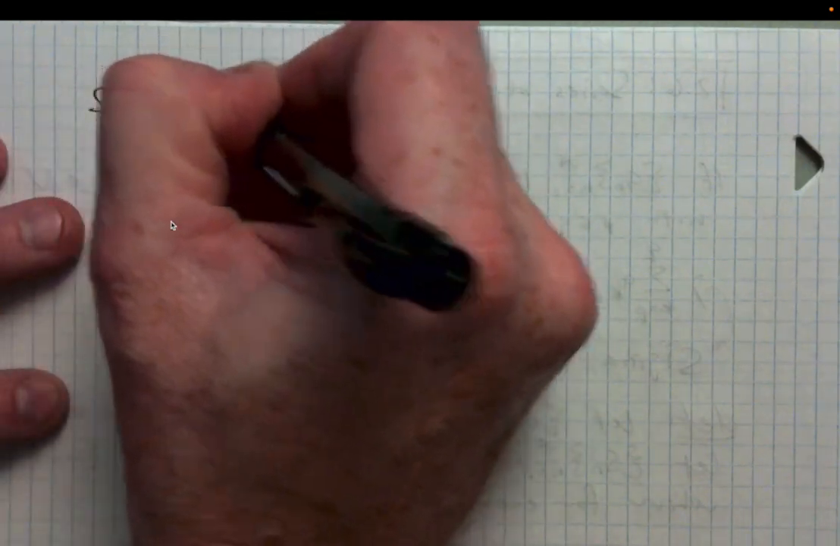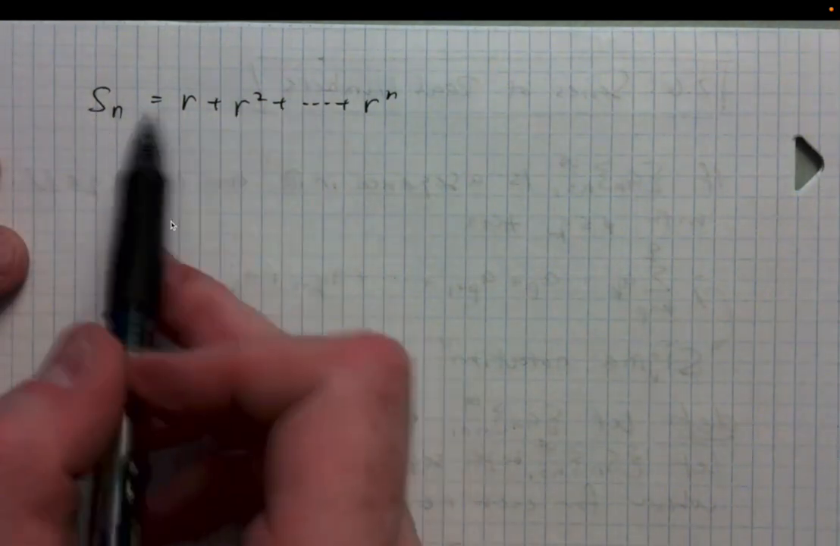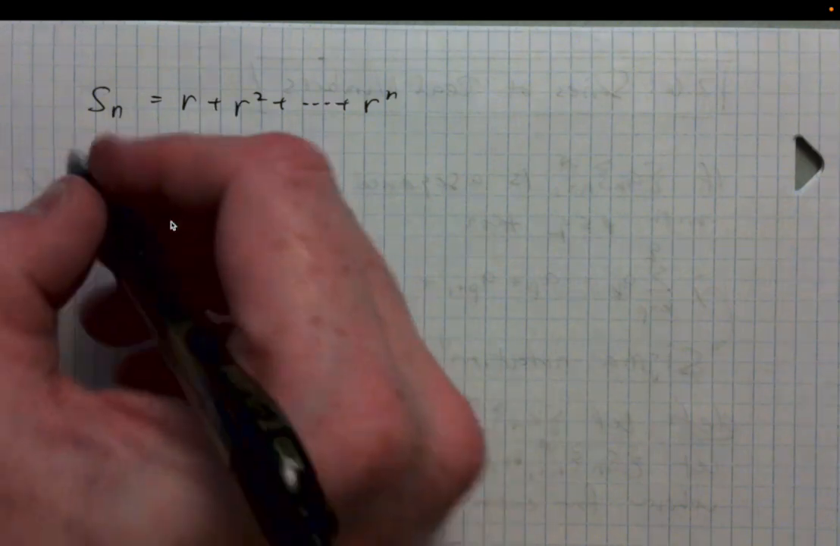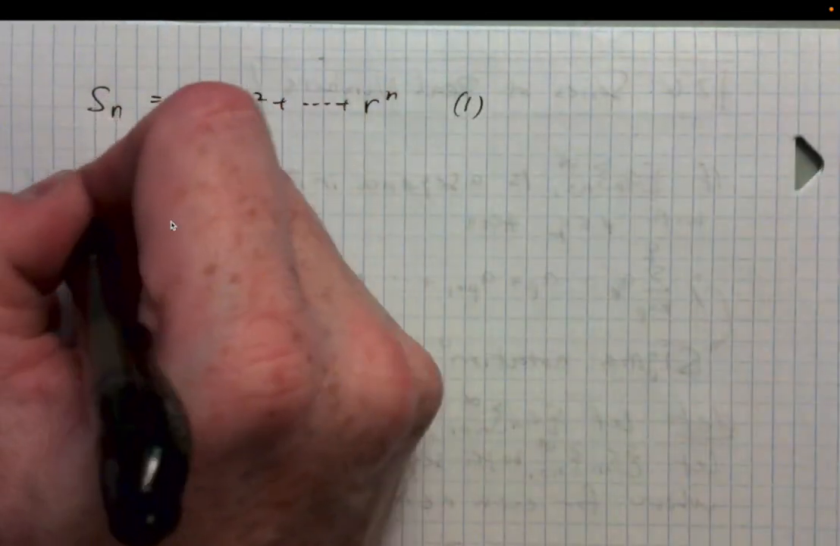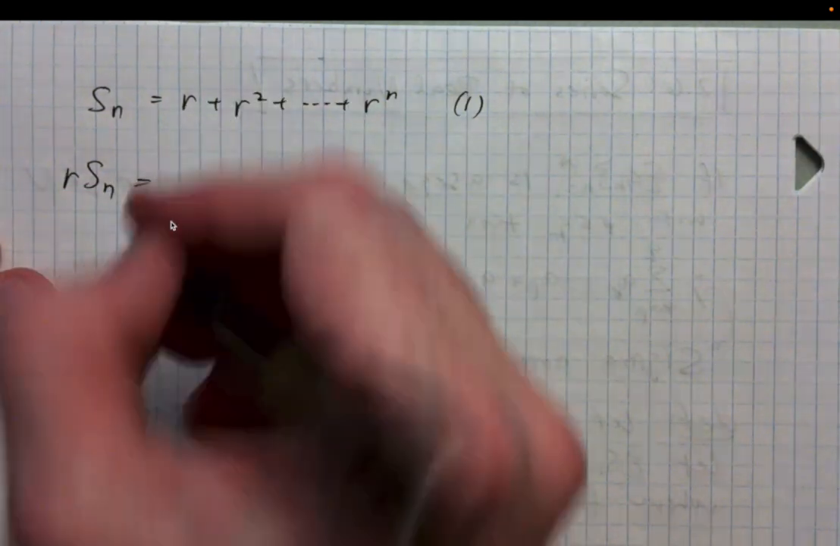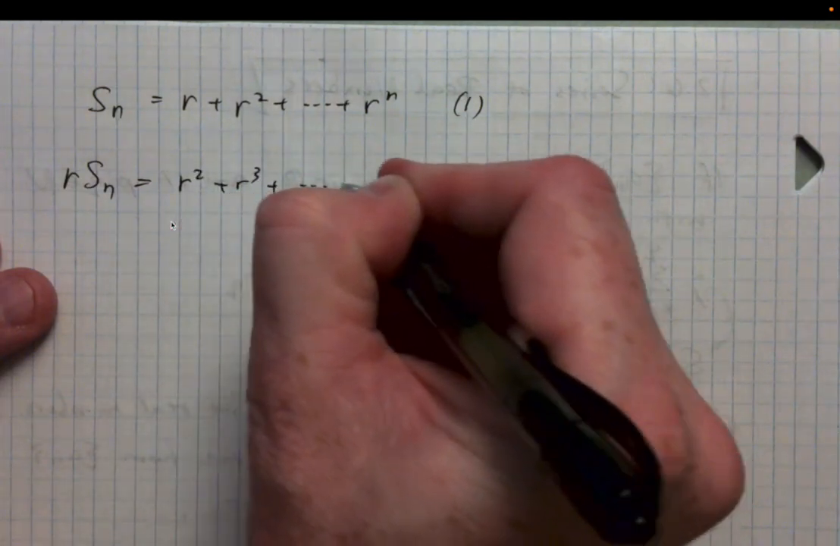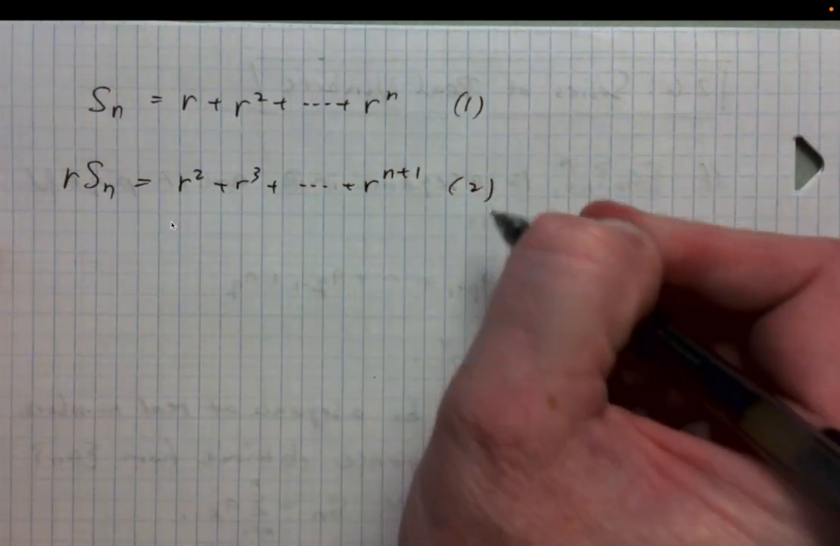This may be one you've seen before, but I always think this is a nice little derivation. So we'll start by rewriting this. S sub n is equal to r plus r squared plus dot dot dot plus r to the nth power. We'll call this equation 1. Now we can multiply both sides by r, and equation 2 will be r times S sub n. Instead of r, I have r squared, and instead of r squared, I have r cubed, and so on, all the way up to r to the n plus 1. We'll call this equation 2.